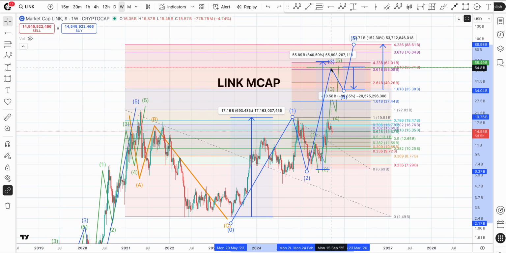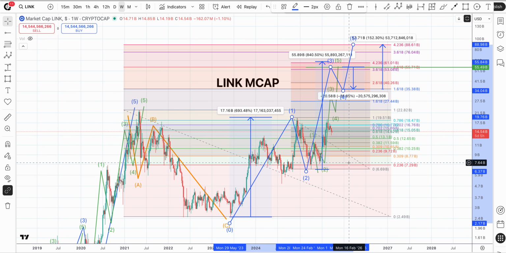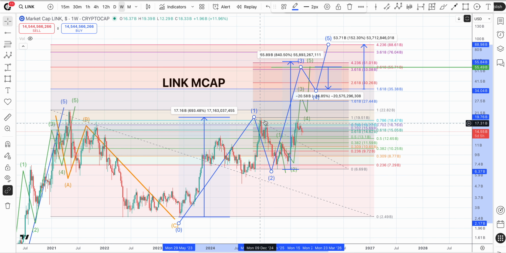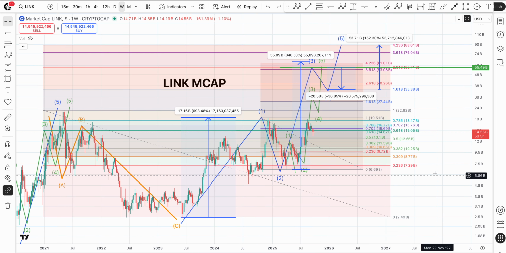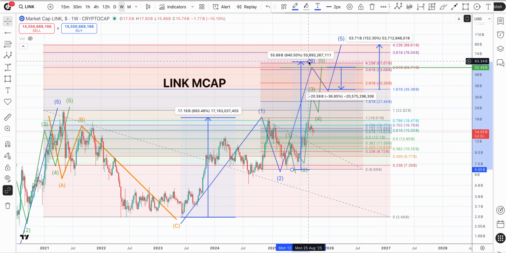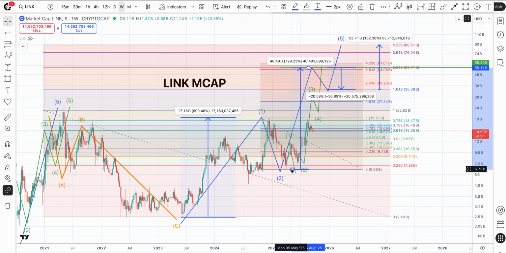We're looking at the strength that Link has had relative to a lot of the market, because from this December high, a lot of the alts would still be down here in that situation, right? Link's all the way up there battling already in the middle of its third wave. So for the time being, that's what I'm going to be looking at right here: Link running it up to the $55 billion mark.